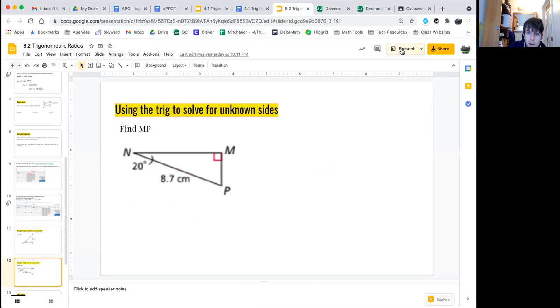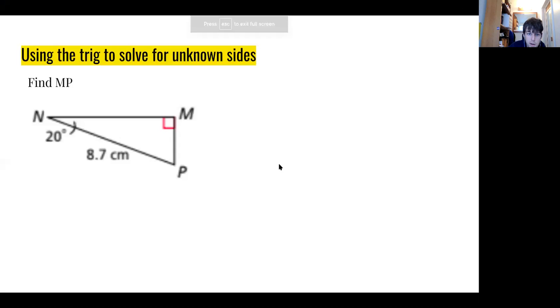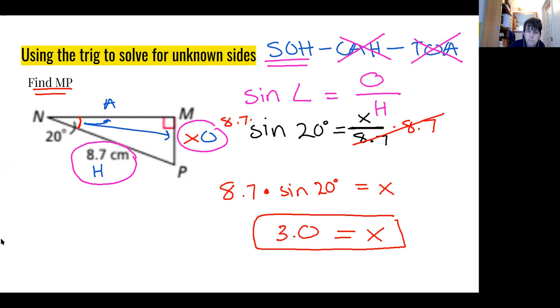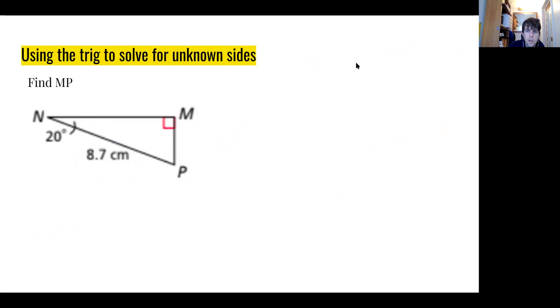So let's go ahead and go back. You can round it wherever you want. If I'm rounding to 1 decimal place, I would get 3.0. There we go. That is our answer. MP equals 3.0 centimeters. Awesome. And we'll do one more. So just so that we can keep doing this, we're going to do one more example before the end.